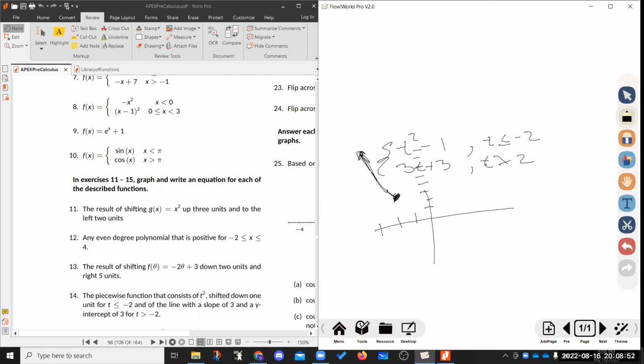For t equals -2 on this part, 3 times -2 is -6, plus 3 is -3. There we go. And it has a slope of 3, so we're going to go up 3 and right 1. And then we also want to have the y-intercept of 3 here. So it's going to go like that to the right. Again, this is an open circle because it's not included.